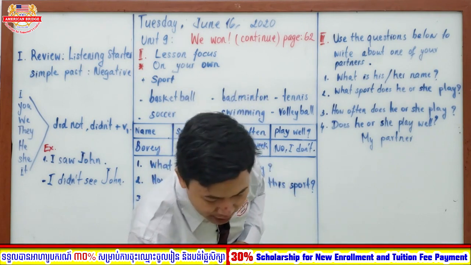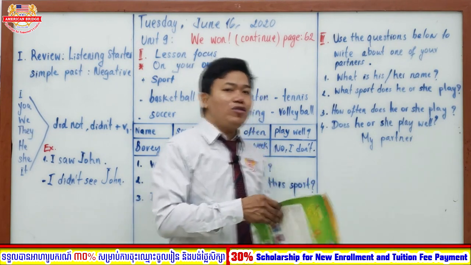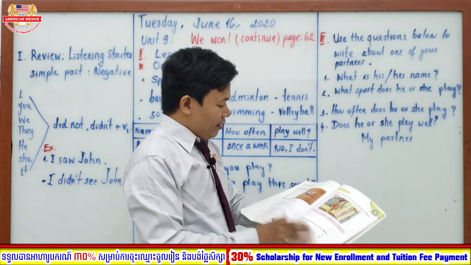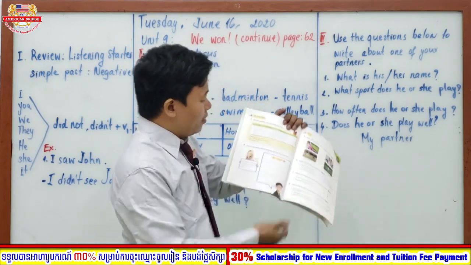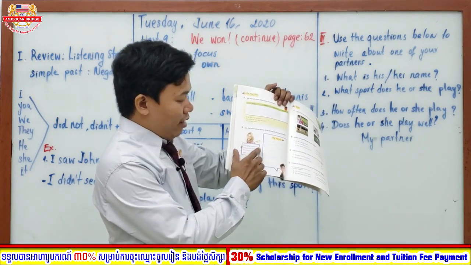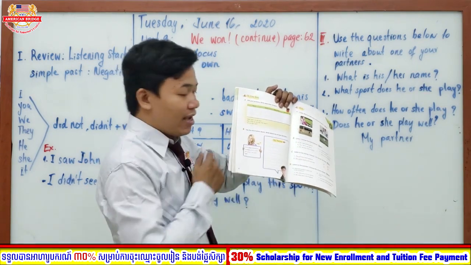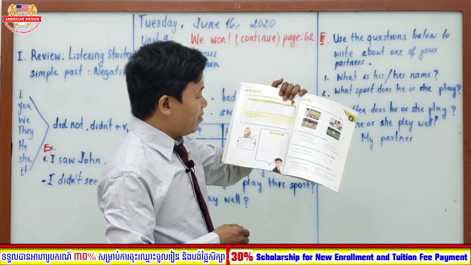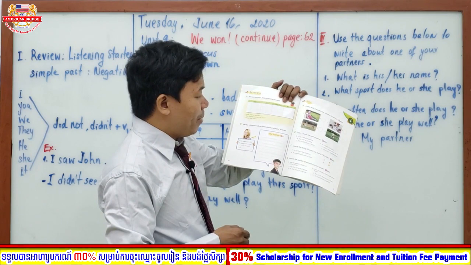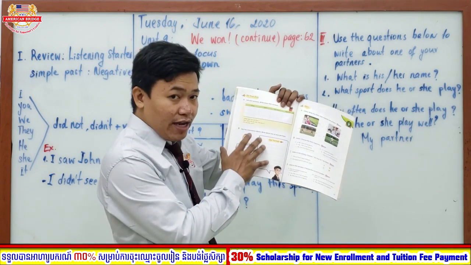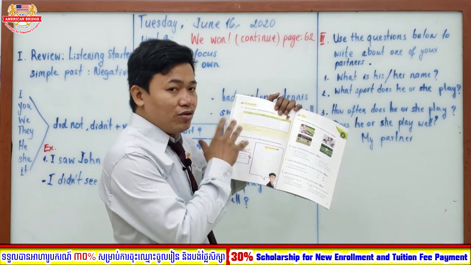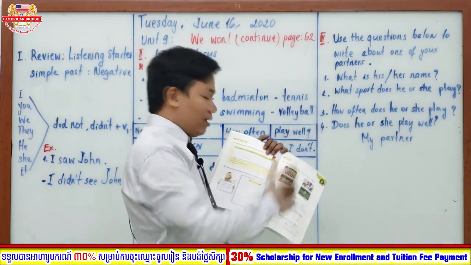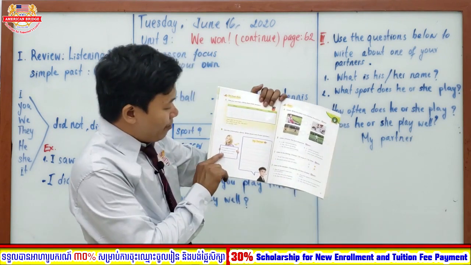Before we start this exercise, I want you all to take a look at page 62 again. Please look at section B. Read the text inside. Okay, I will read for you all. Use the information above. Write about one of your partners. So I will read the text for you, and you can use this text to reflect on what you want to do in our exercise. Please take a look and read with me.